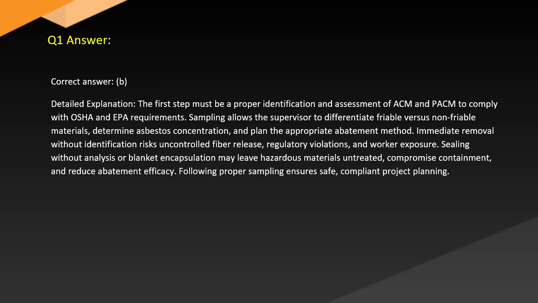Answer. Correct answer: B. Detailed explanation. The first step must be a proper identification and assessment of ACM and PACM to comply with OSHA and EPA requirements. Sampling allows the supervisor to differentiate friable versus non-friable materials, determine asbestos concentration, and plan the appropriate abatement method.